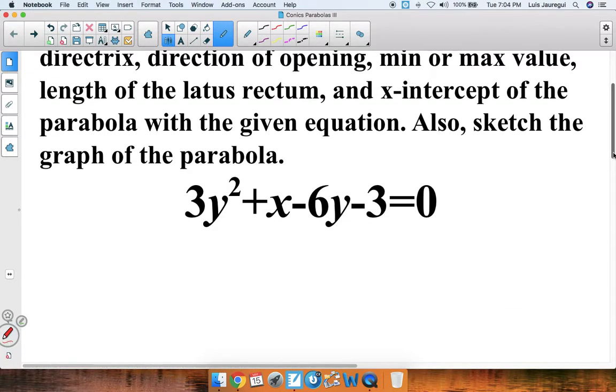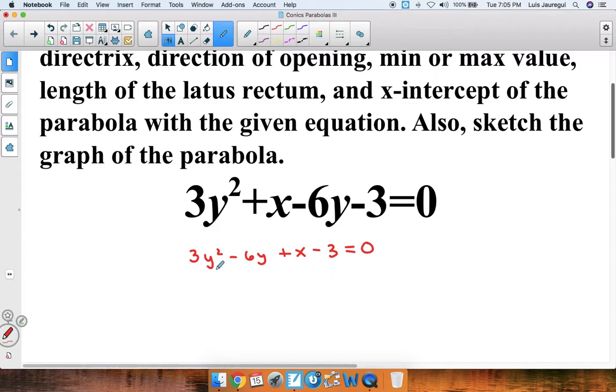Notice that the equation we're provided is 3y squared plus x minus 6y minus 3 is equal to 0. The first thing we're going to do is to rearrange the terms so all the y's stay together, the x's stay together, and the constants remain together. So here we're going to rewrite this as 3y squared minus 6y plus x minus 3 is equal to 0.